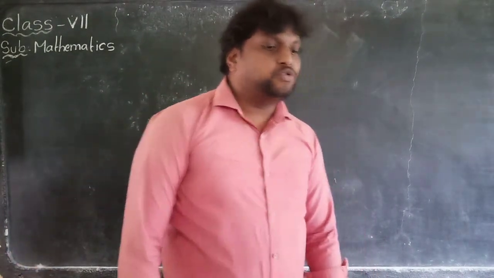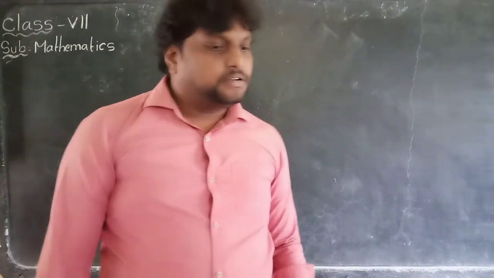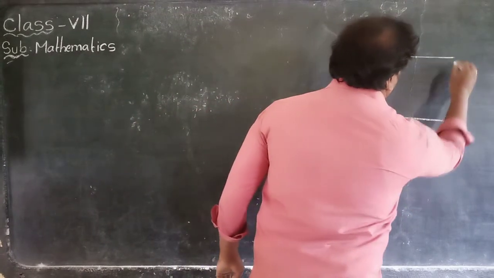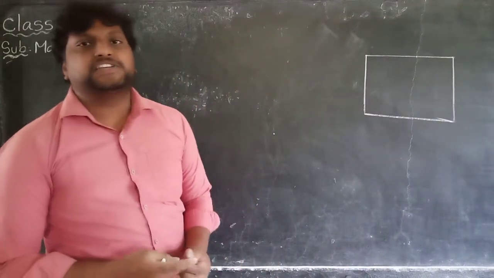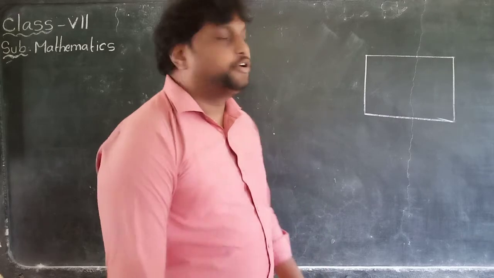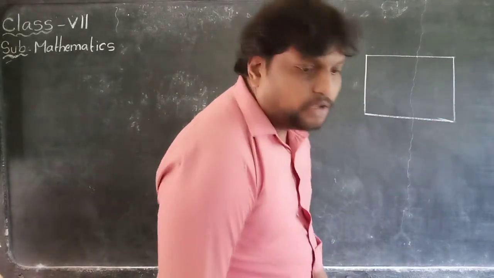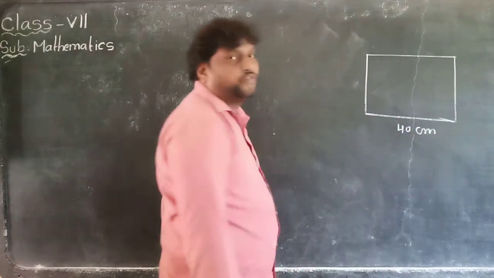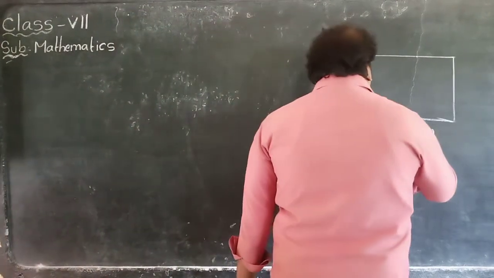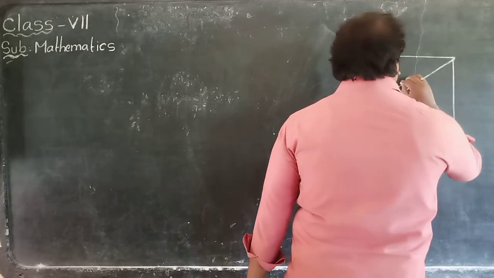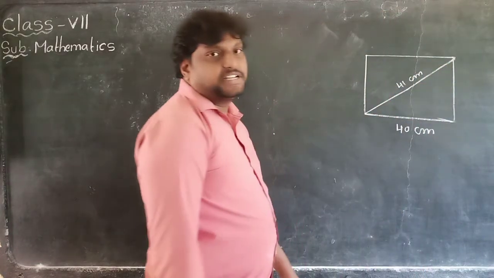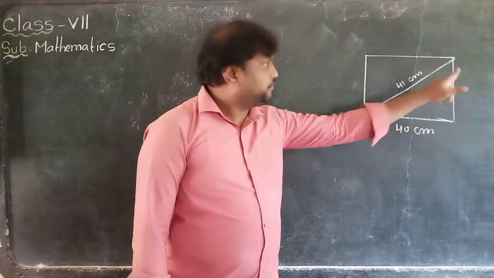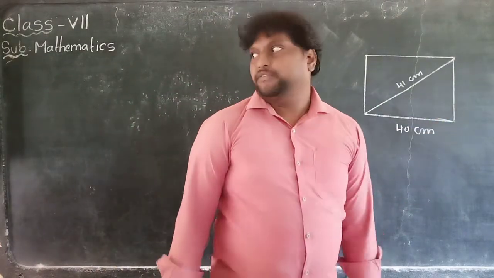Find the perimeter of a rectangle whose length is 40 centimeters and the diagonal is 41 centimeters. The perimeter of a rectangle, what is the formula? 2 into length plus breadth. But here only length is given. Length is 40 cm. We have to find the breadth value. But we have the diagonal value, 41 cm. By using this diagonal value and one side of the rectangle, we can find the breadth value of the rectangle.